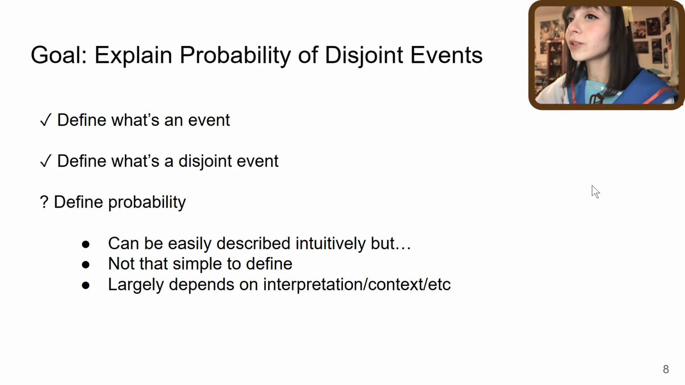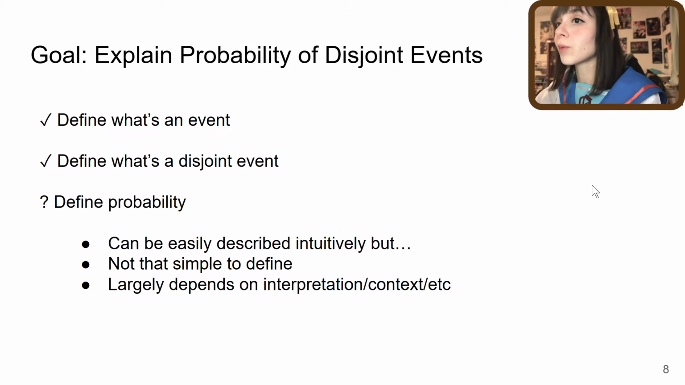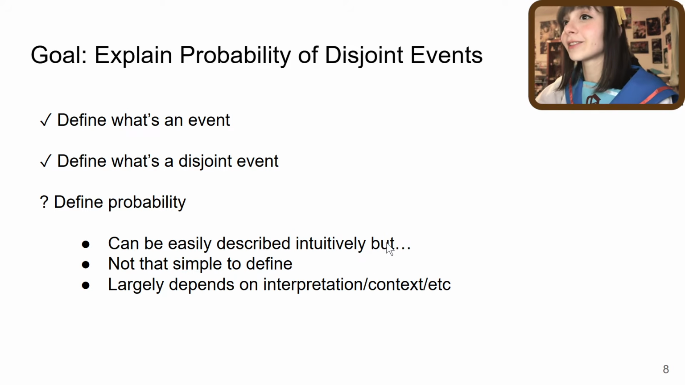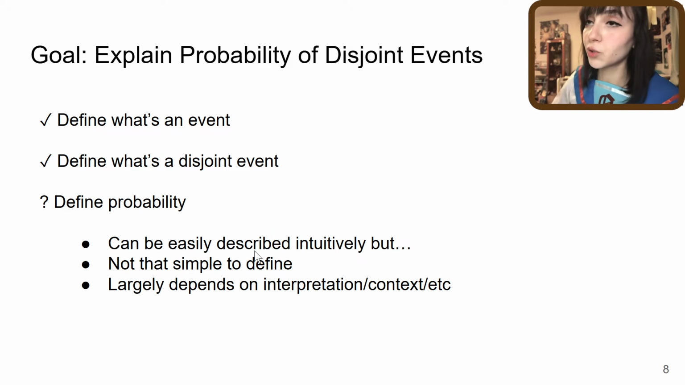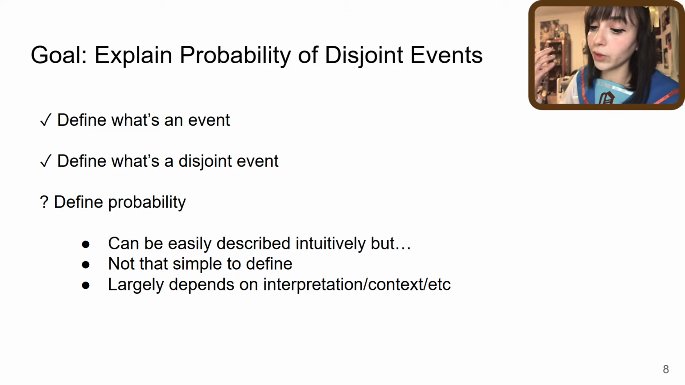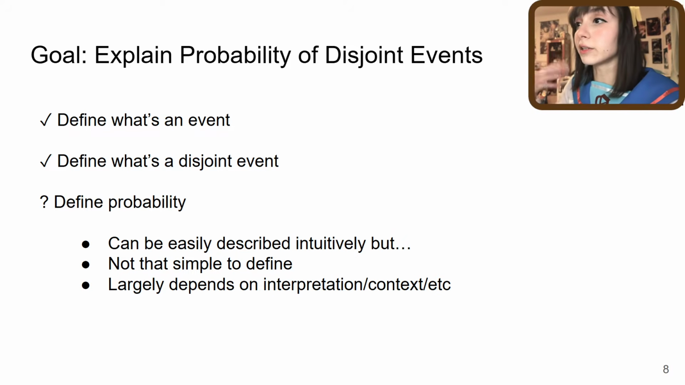Now we're going to define probability, which we're definitely not going to be doing right now because defining probability is actually a very difficult, complex whole area of study. But probability, whether we can define it or not in very simple words, can be pretty intuitively described. And we're going to discuss a little bit on the interpretations of probability. So what probability actually means in, let's say, more physical terms.